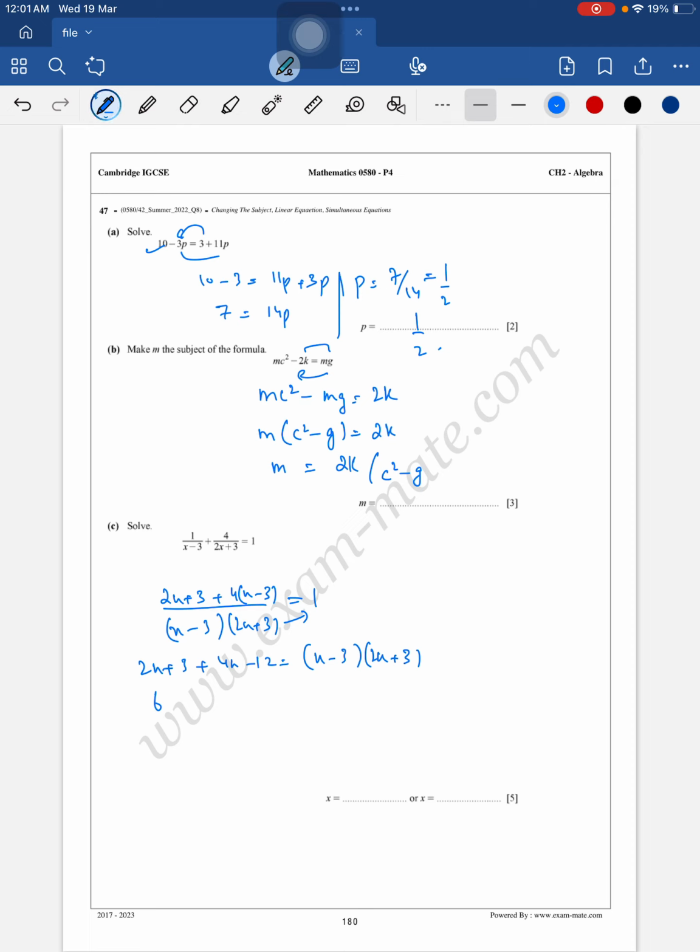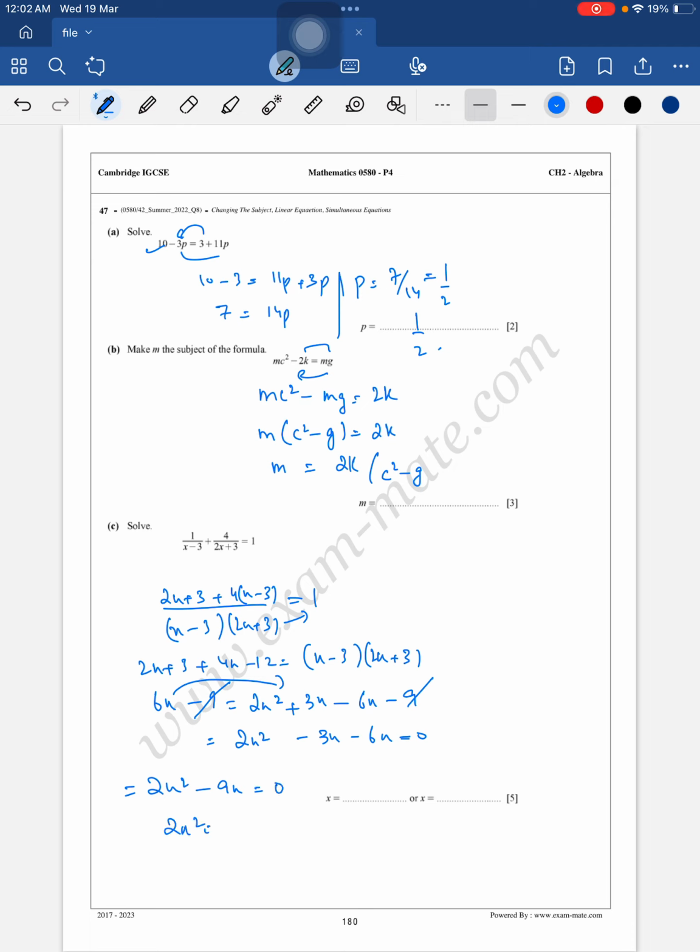So x plus 4x is 6x, plus 3 minus 12 is minus 9. Here we have 2x square plus 3x minus 6x minus 9. So minus 9 minus 9 gets cancelled. We have 2x square, 3x minus 6x is minus 3x. This 6x goes over there. That will be minus 6x is equals to 0. So we have 2x square minus 9x is equals to 0.